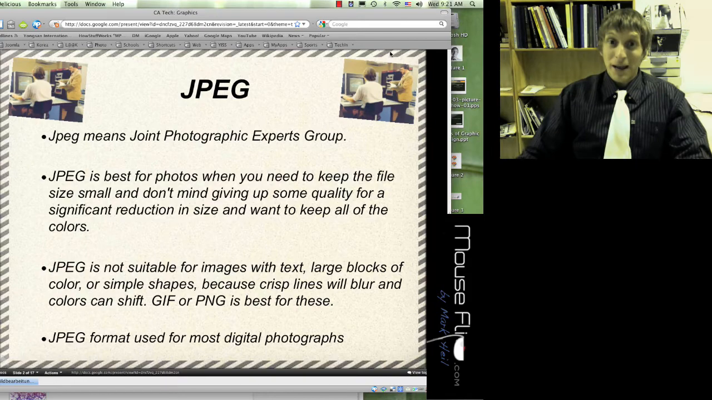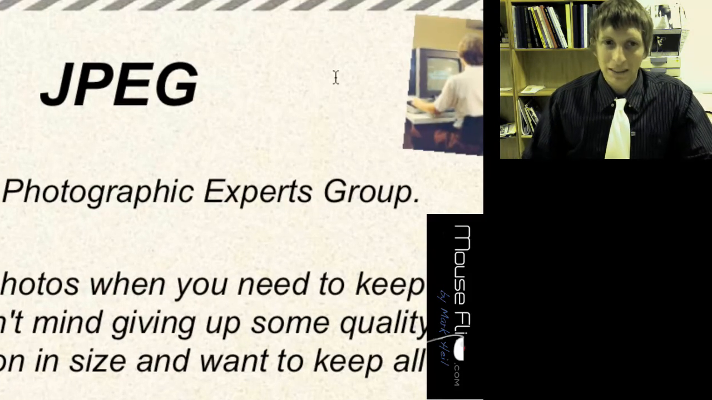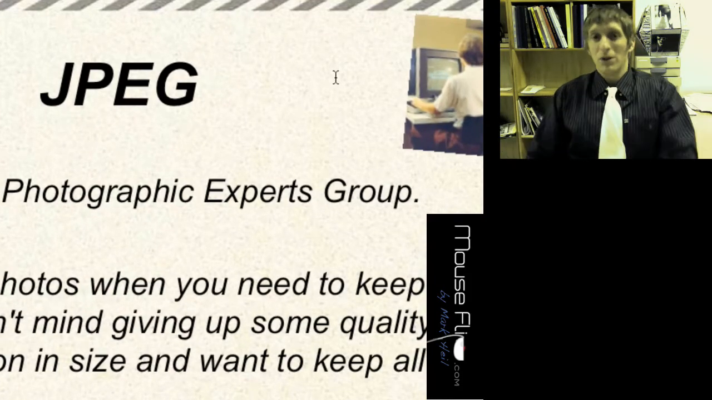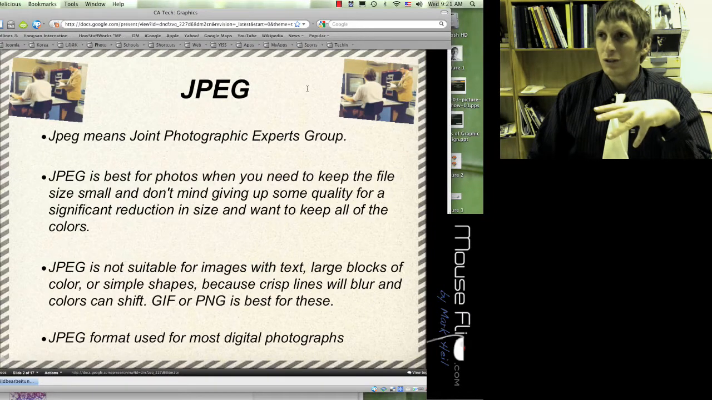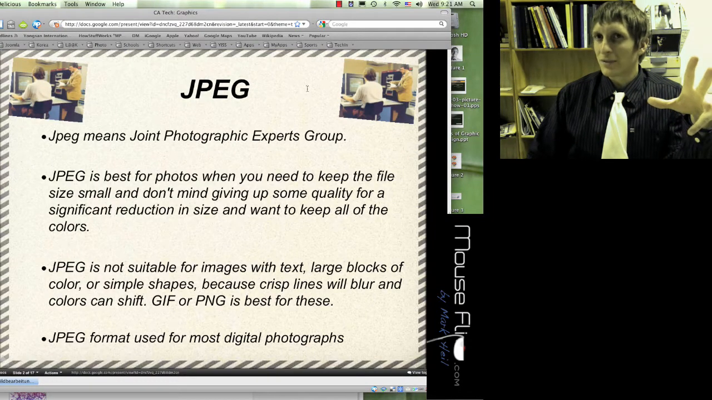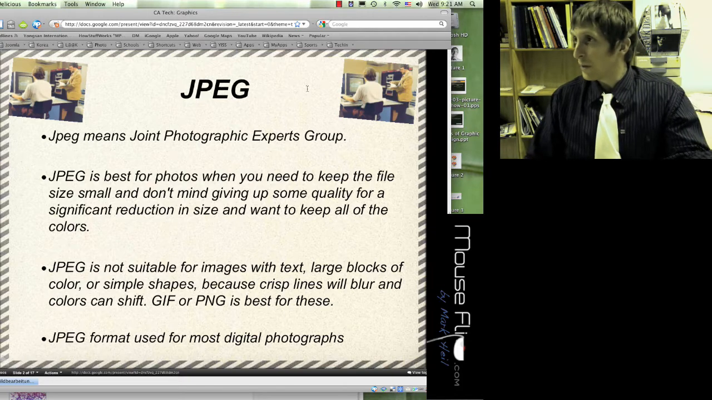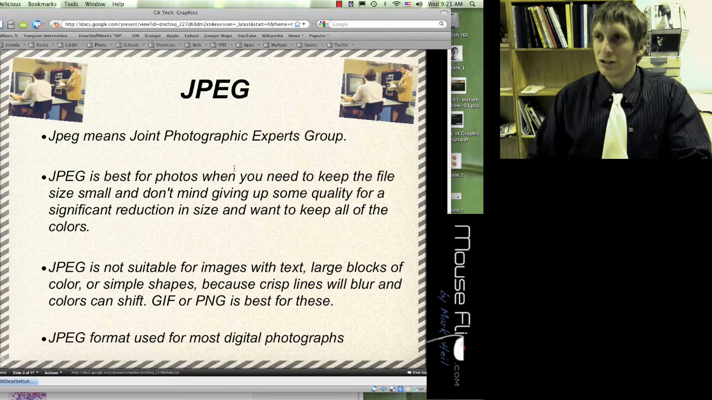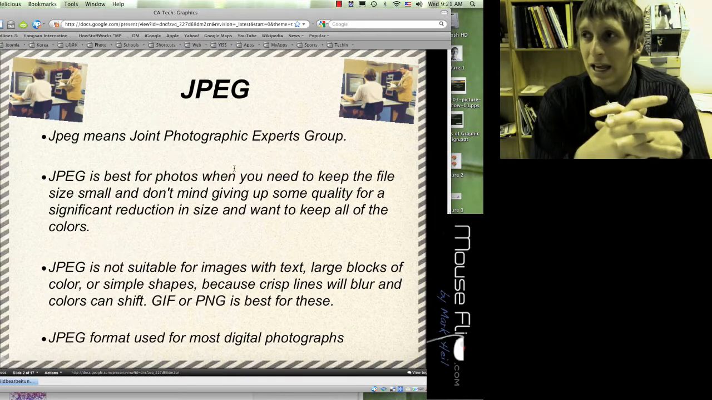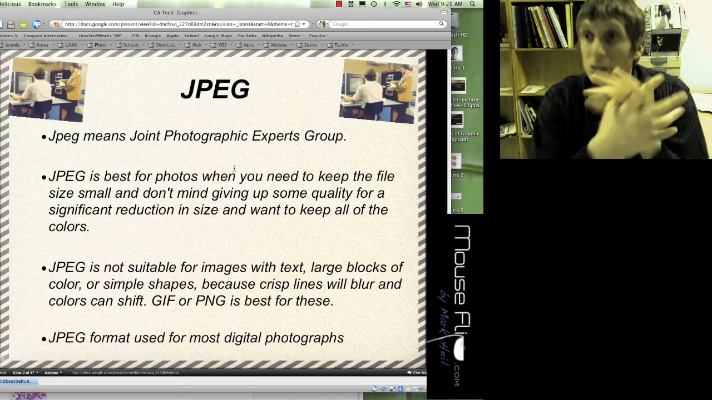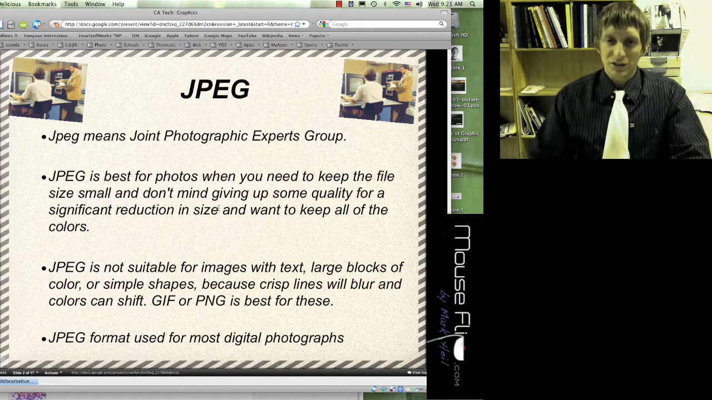JPEG. What does JPEG mean? Well, basically it means Joint Photographic Experts Group. They designed this file format to accommodate photographers for pictures, because it has all the colors. If you take a photograph, there are millions of colors in that photograph, and with JPEG you'll be able to see all those colors. And it keeps the quality.